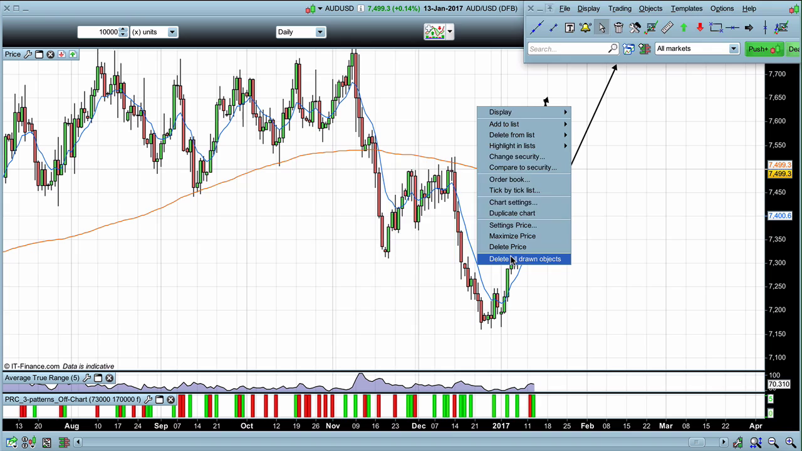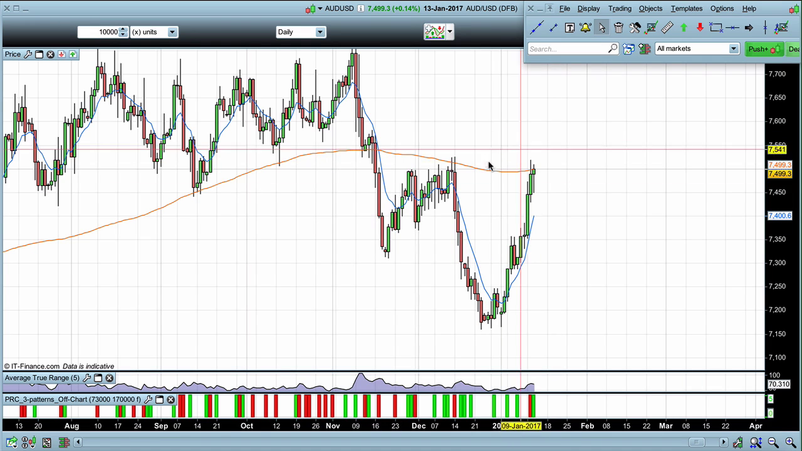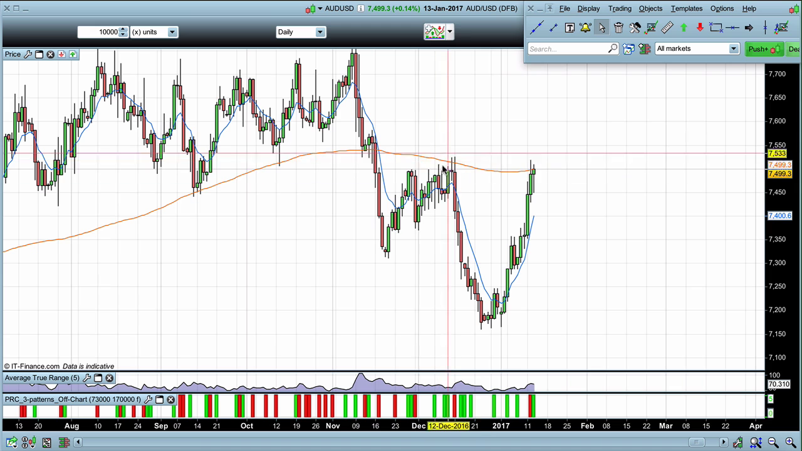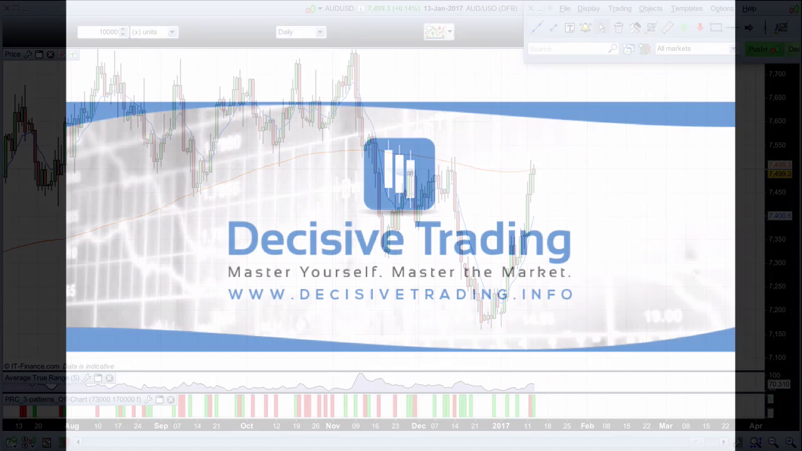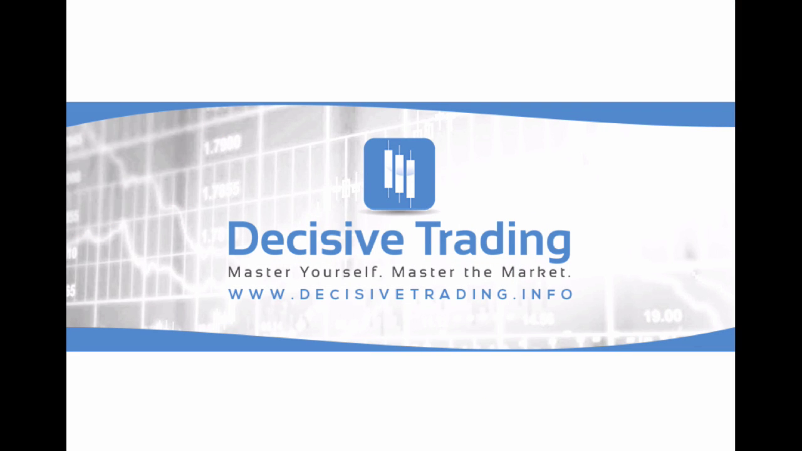Okay guys, so that's everything for next week. We have our key levels of support and resistance. We are looking for that evidence now up at these levels right here as to what the market is going to do.